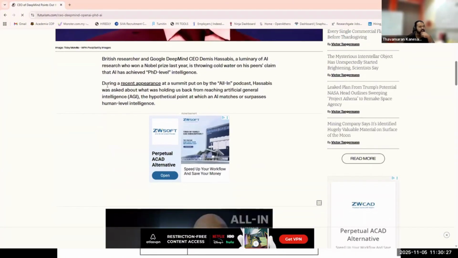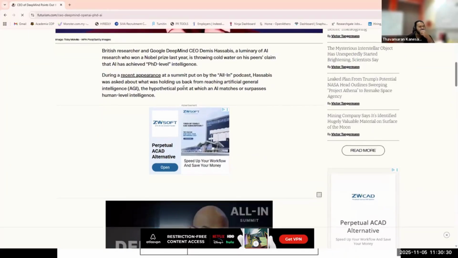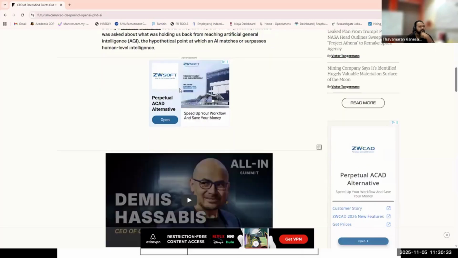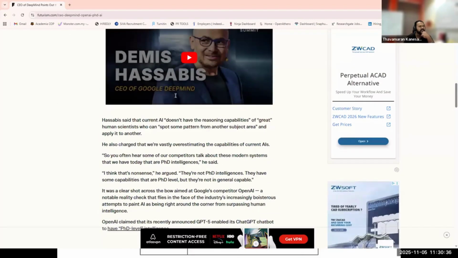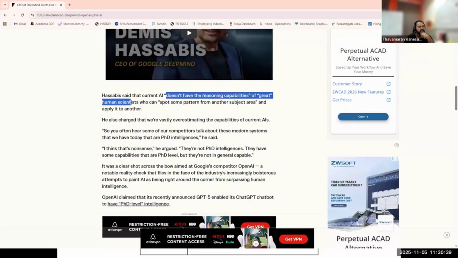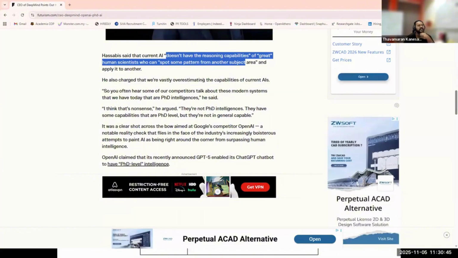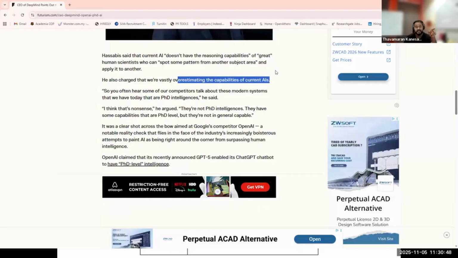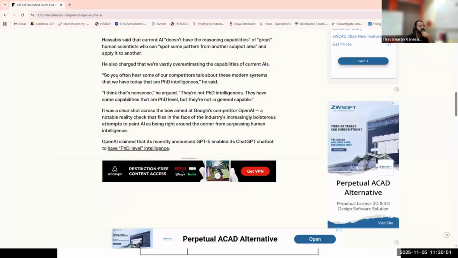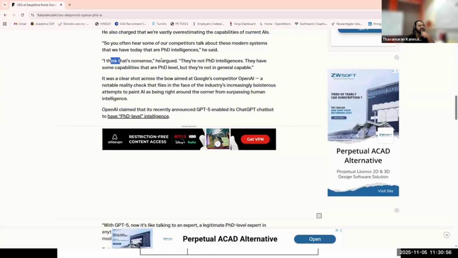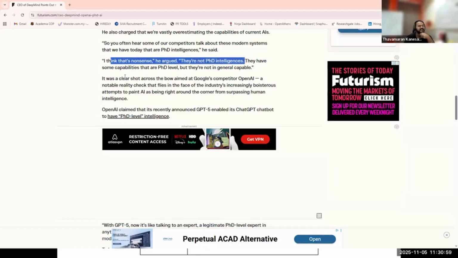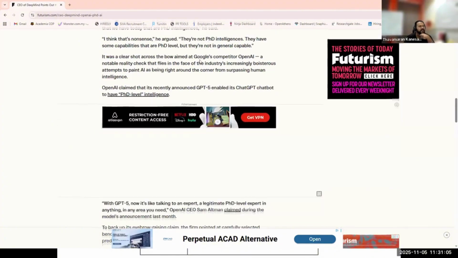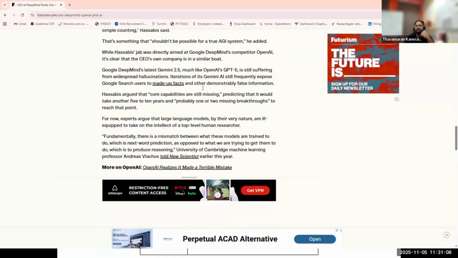Okay, so during a recent summit, you can see Hassabis said that current AI doesn't have the reasoning capabilities of great human scientists who can spot patterns from other subject areas. He also charged that we're vastly overestimating the capabilities of current AIs. So you often hear our competitors talk about these modern systems that we have today, PhD intelligence. I think that's nonsense. They are not PhD intelligence. They have some capabilities that are PhD level, but they're not in general. They are not generally capable. Okay, so he already blasted through the whole notion.